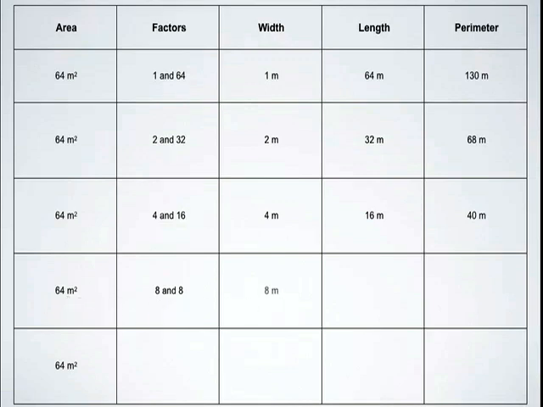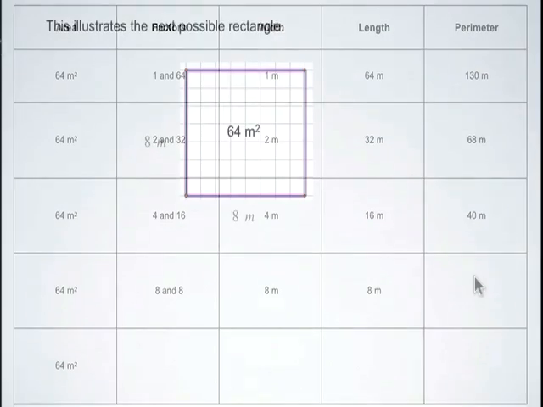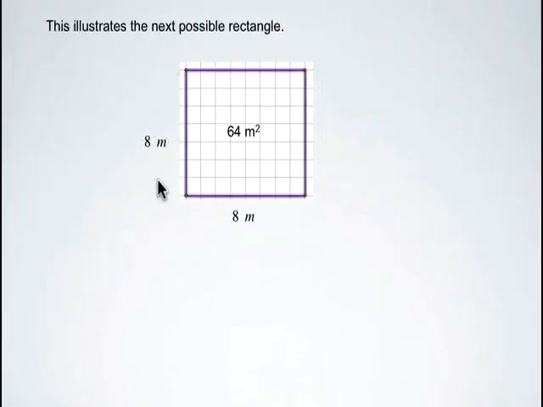So we'll have a width of 8 and a length of 8, and we'll take a look at the perimeter in this case. So here's our 8 by 8 rectangle, or in this case a square, giving us an area of 64, 8 times 8, and we'll take a look at a perimeter.